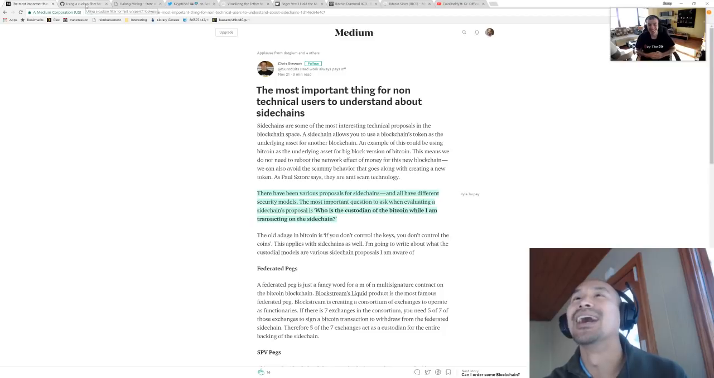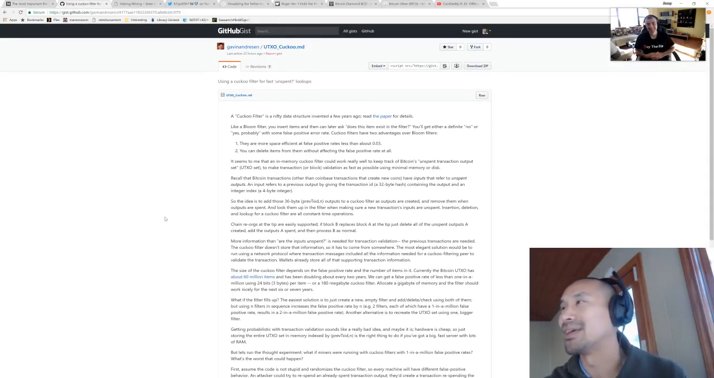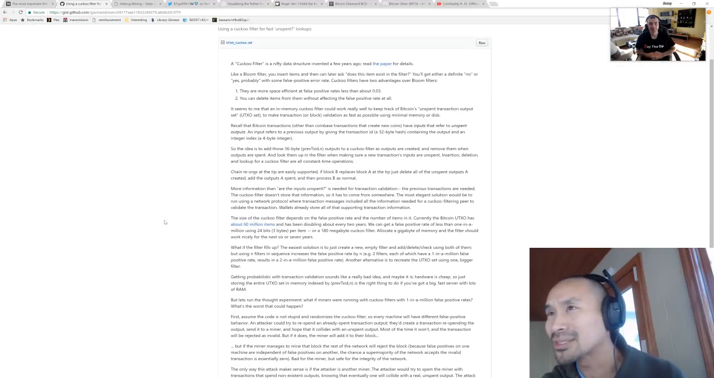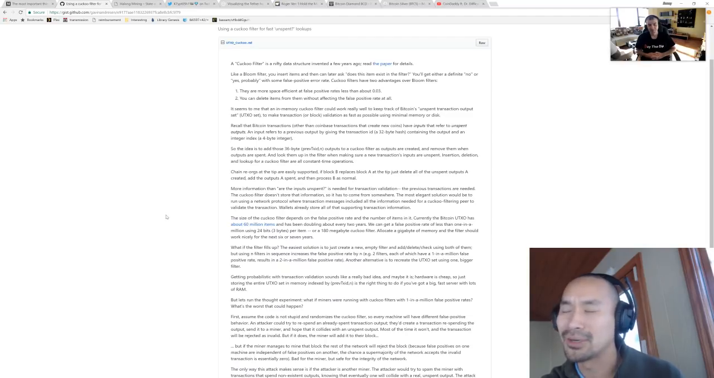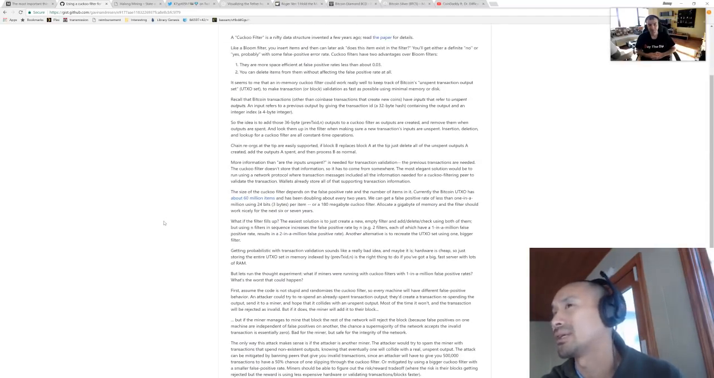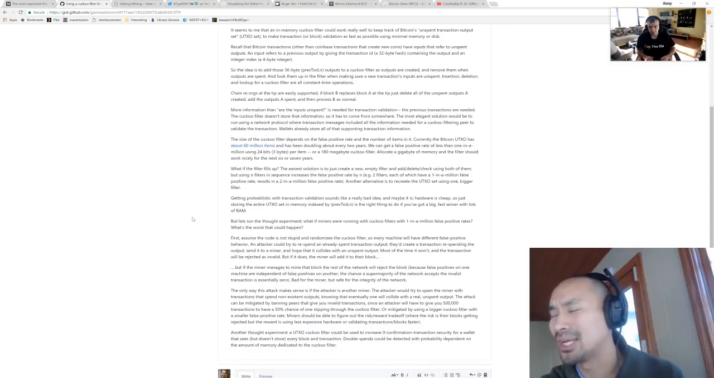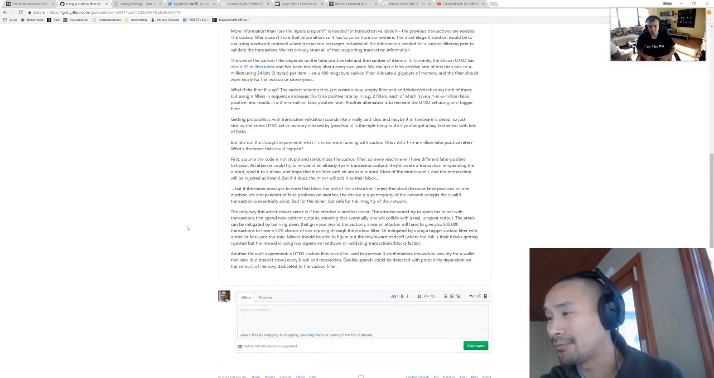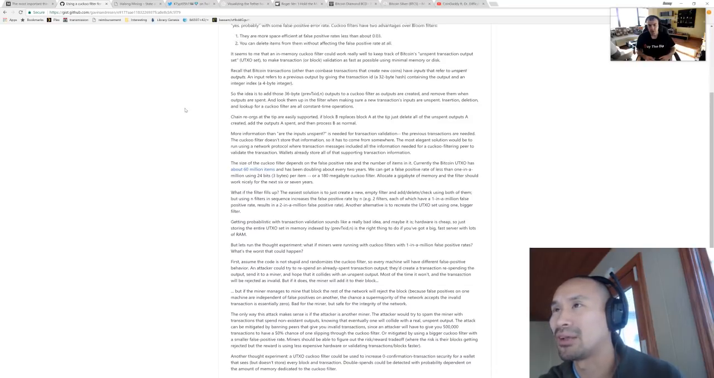All right. Anyway, second one is actually somebody that maybe you don't like as much, Tone. Gavin Andresen. He wrote this little gist on GitHub about a cuckoo filter. Very interesting technical thing that lets you reduce memory lookup for UTXO sets. Very interesting stuff, and I thought it was something worth taking a look at.